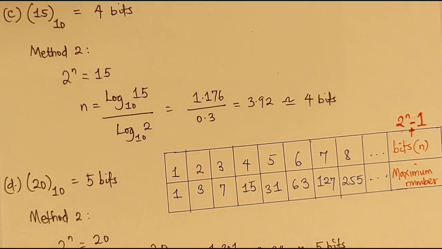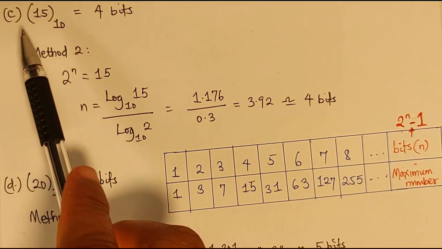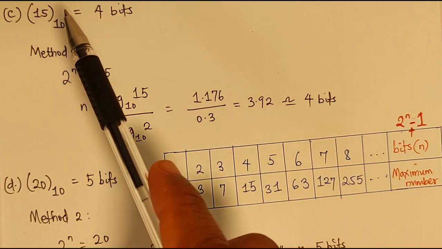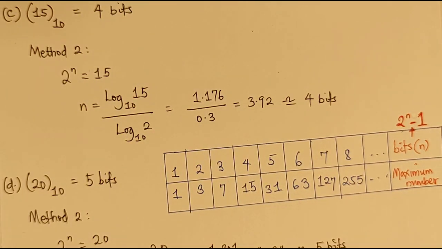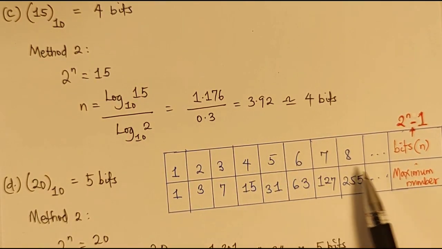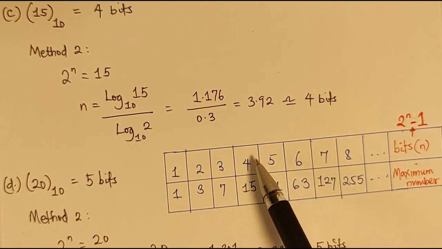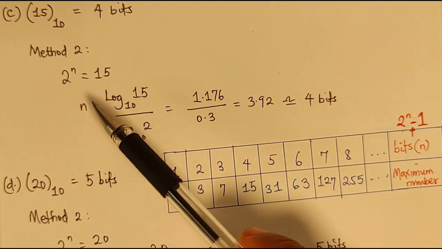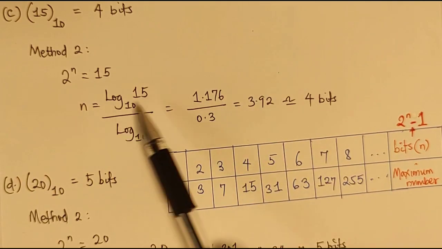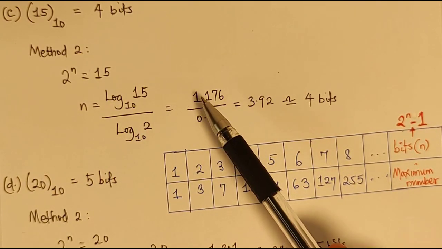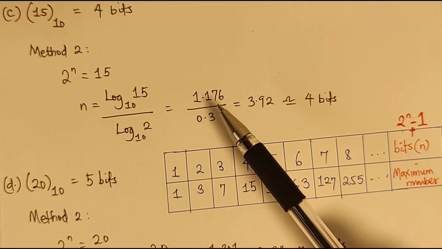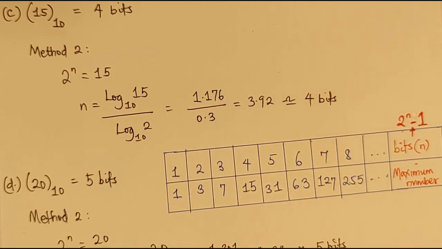So let's look at other examples. So for C, we have 15. So it's going to be 4 bits, because if we look at this table here, the maximum number is 15. So definitely our 15 is located here. So our number of bits is going to be 4 bits. The same thing for applying log. In this scenario, we're going to have 1.176 divided by 0.3. So we are going to have 3.92. Approximate it up, we're going to have 4 bits.